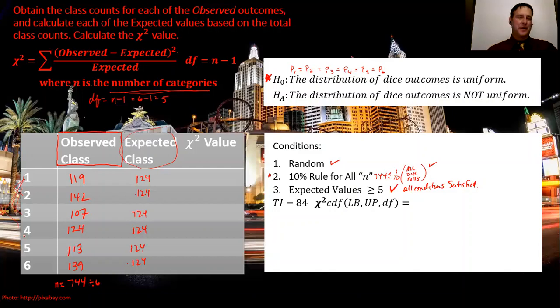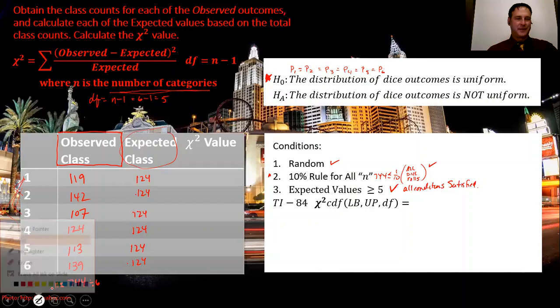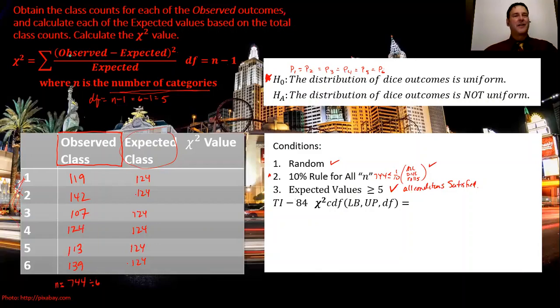I'll look at this formula above, and maybe I'll choose a different color here to make this more visible. I'll use green. But what we'll do is we'll take our observed value, subtract the expected, square it, and then divide by the expected. So if I'm drawing this right here, it's 119 minus 124 squared divided by 124. That gives me 0.2016. And you have to repeat that 5 more times.